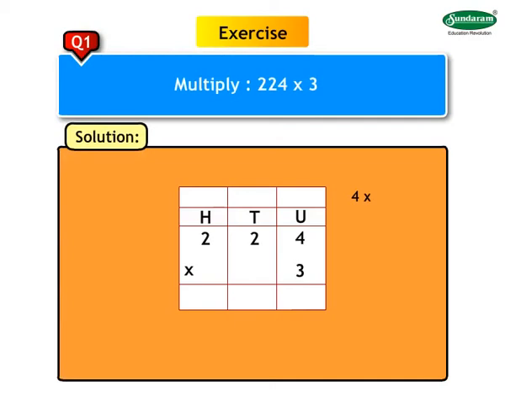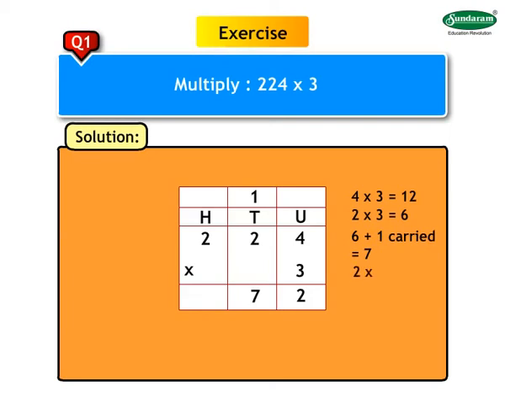First, multiply 4 units by 3. The product is 12. Write 2 in the units place of the product and carry over 1 to the tens place. Now, multiply 2 tens by 3. The product is 6 tens. Add 6 tens to the carried over 1 ten. That is 6 plus 1, which is equal to 7. Write 7 in the tens place of the product.